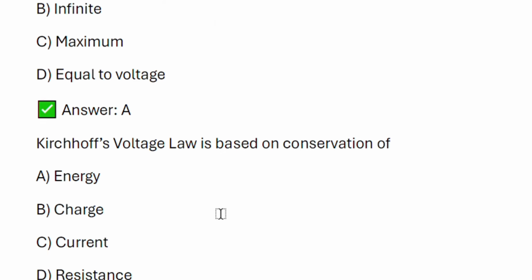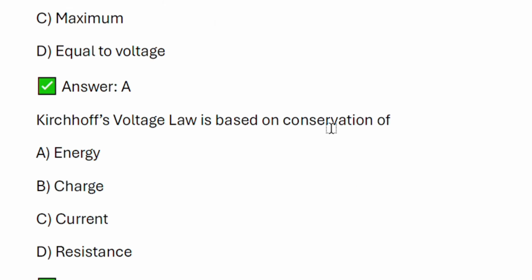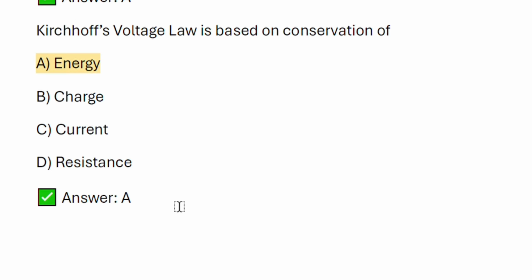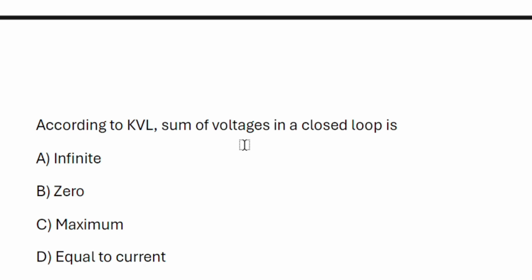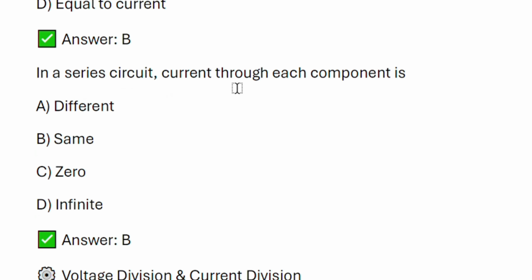Next question. Kirchhoff's voltage law is based on the conservation of energy, charge, current, resistance. The correct answer is option number A, energy. Next question. According to KVL, sum of the voltages in a closed loop is infinite, 0, maximum, equal to current. The correct answer is option number B, 0. Next question. In a series circuit, the current through each component is different, sum, 0, infinite. The correct answer is option number D, sum.